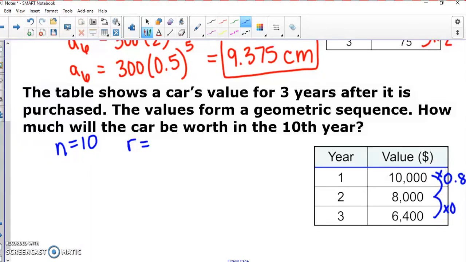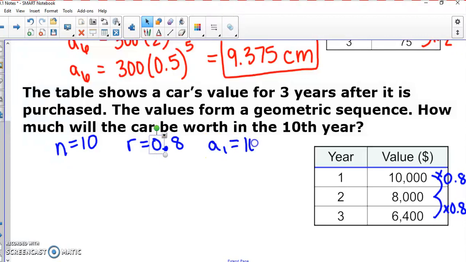There we go. If it helps, remember, you can ask, okay, how did 8,000 become 10,000? What did I multiply by? Or you could also type into your calculator 10,000 divided by 8,000. And when you type that in, you get 1.25. And so then if you invert that, you should get 0.8. So that's another way you can think about it too. So my common ratio is 0.8, or 8/10. And then my first term, my a sub 1, is 10,000.